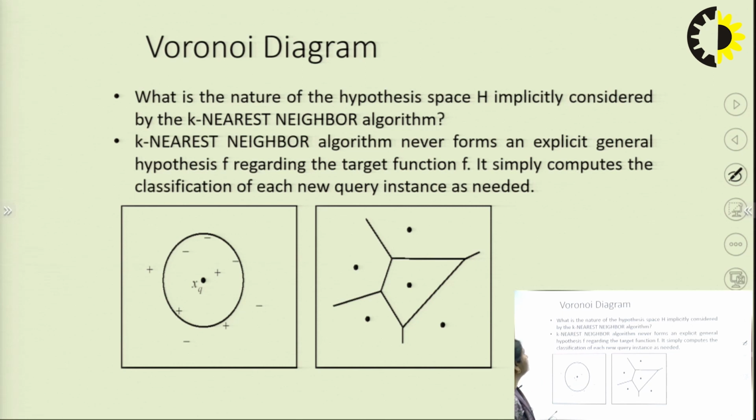Okay, so now the question arises: when we are doing this algorithm, what is the hypothesis space that we are searching? The major point to be noted here is that the k nearest neighbor algorithm never forms an explicit general hypothesis regarding the target function f. It doesn't consider a hypothesis that I will consider a linear function, or a quadratic or Gaussian, whatever. It simply computes the classification of each new query instance as needed. It is not considering initially any explicit general hypothesis. That's why we call it a lazy learner.